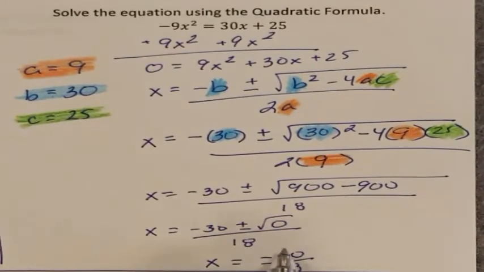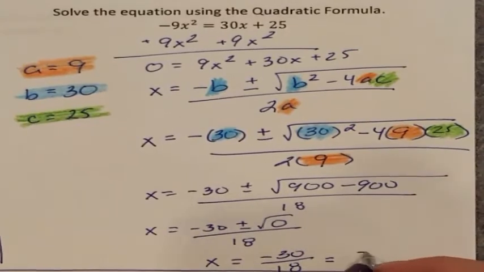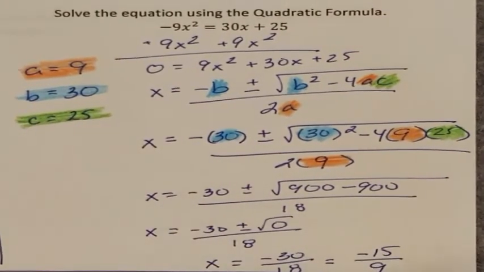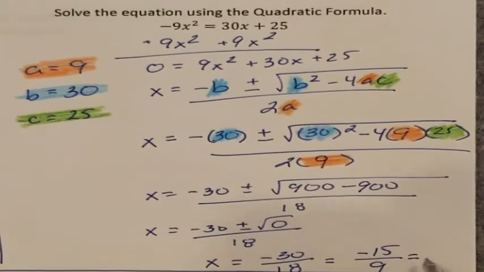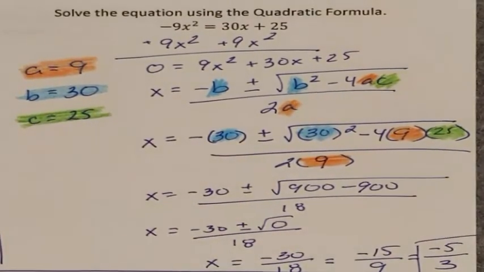Both of these numbers can be divided by 2, so I have a negative 15 all over 9. Both of those numbers can divide by 3, so I have a negative 5 all over 3. So I end up getting one answer. It's negative 5 over 3.